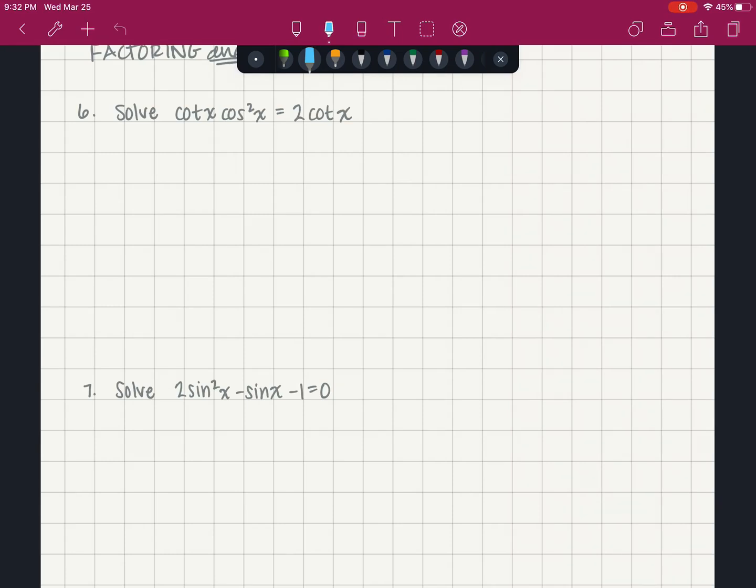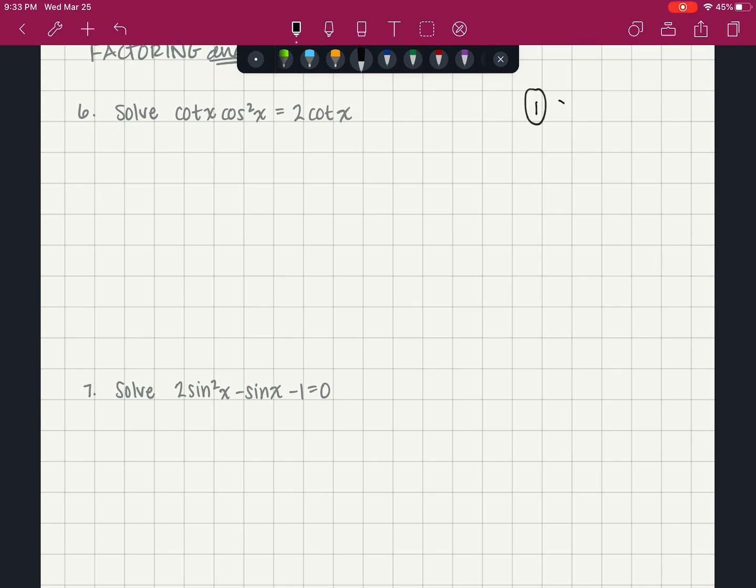Okay, so here we are solving cotangent of x times cosine squared of x equals 2 cotangent of x. Now this is not a verify problem. This is an actual solve problem. So this is an equation where it says, hey, here's an equation. We need to solve for x. And remember that x is the input into our trig function, so we're looking for angles.